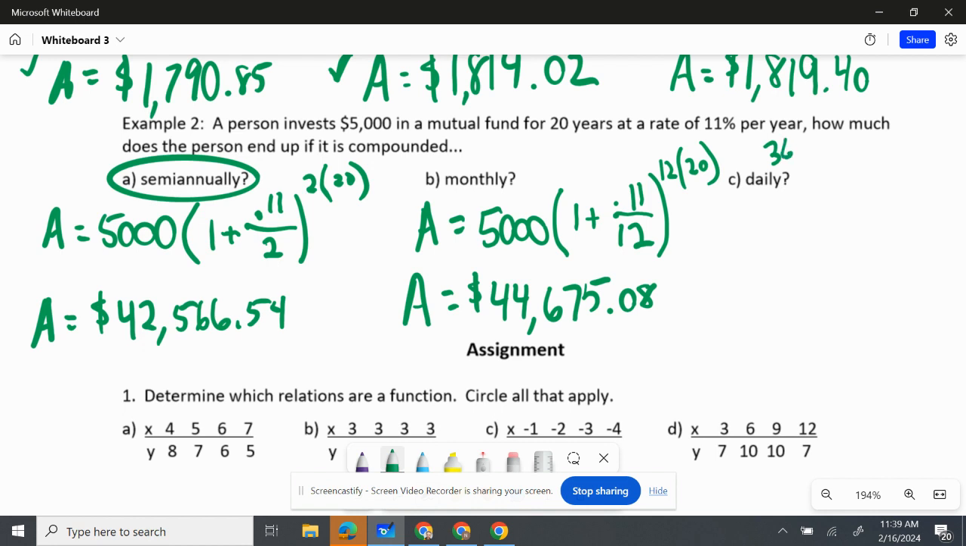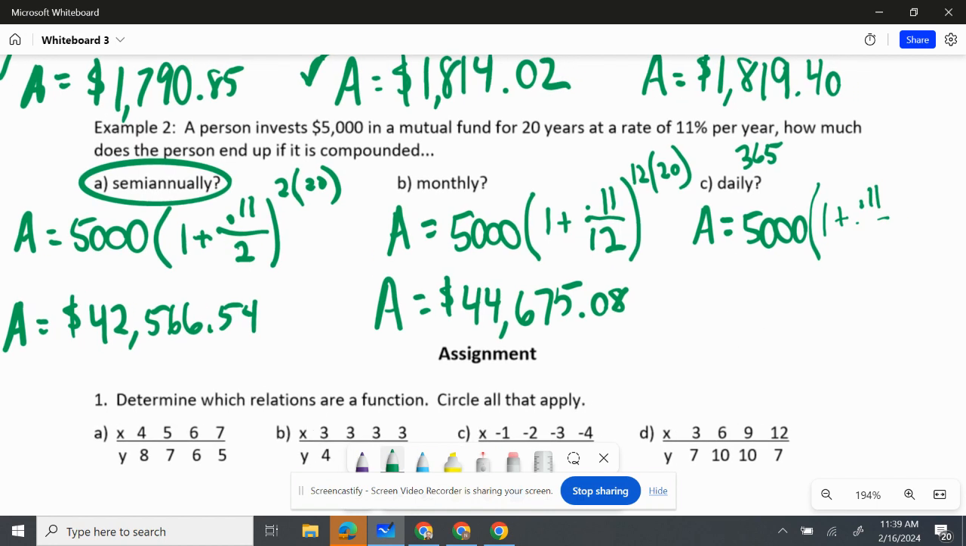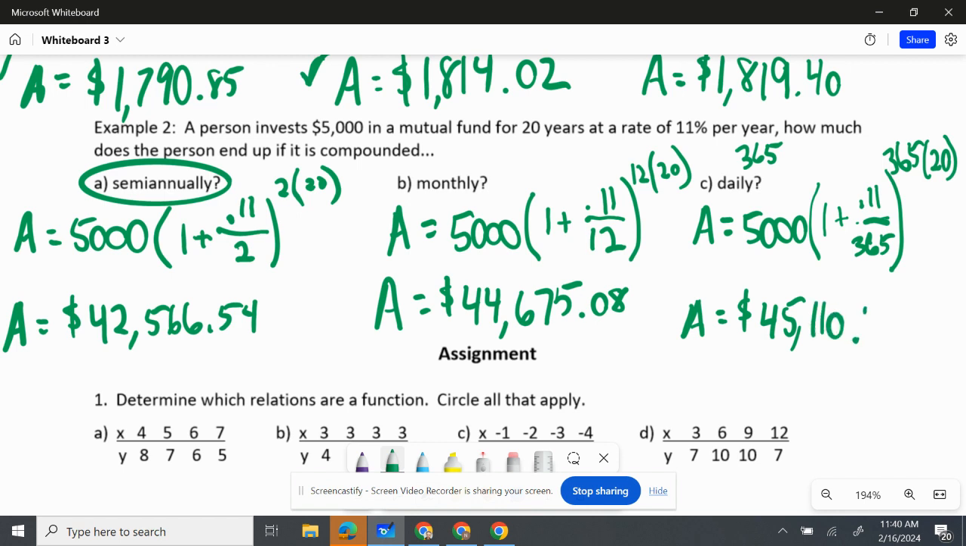Now for our last one, this one is daily. So there's 365 days per year. So we're going to go A equals, we have the 5,000, we have the 1 plus 0.11 over 365, and then it's raised to the 365 times 20 for 20 years. And that amount is $45,110.11.